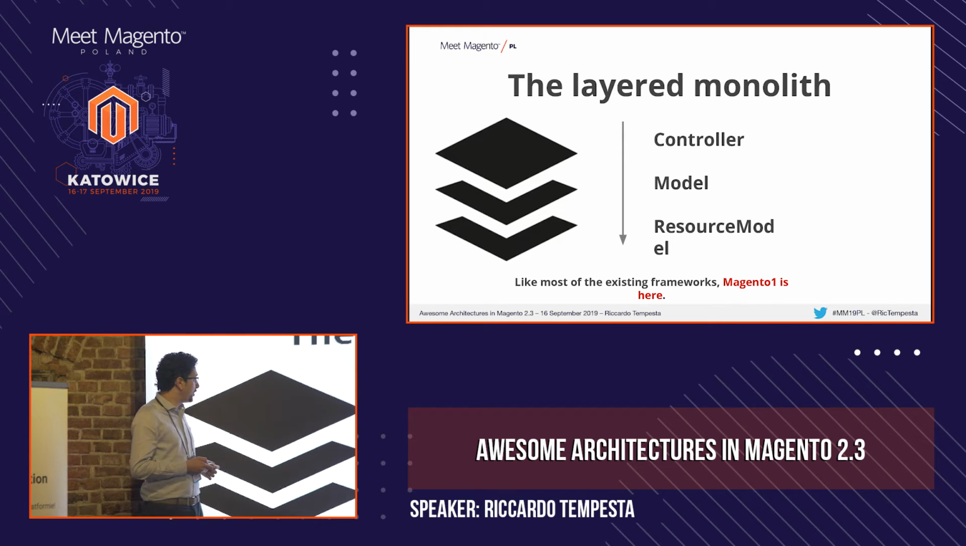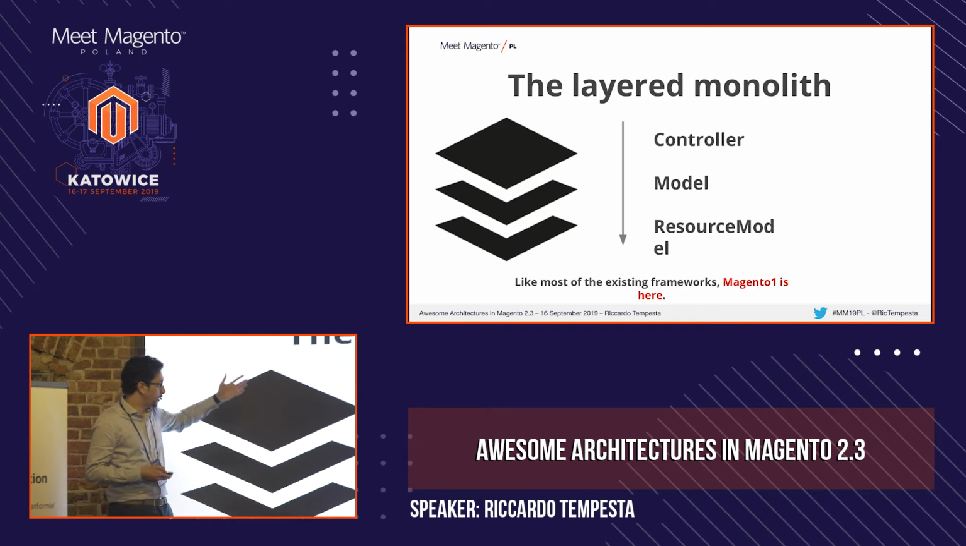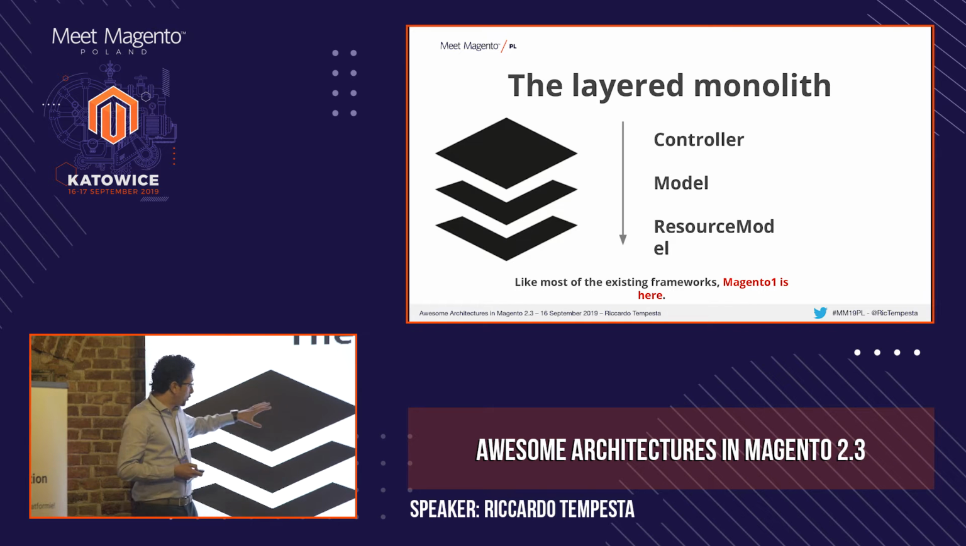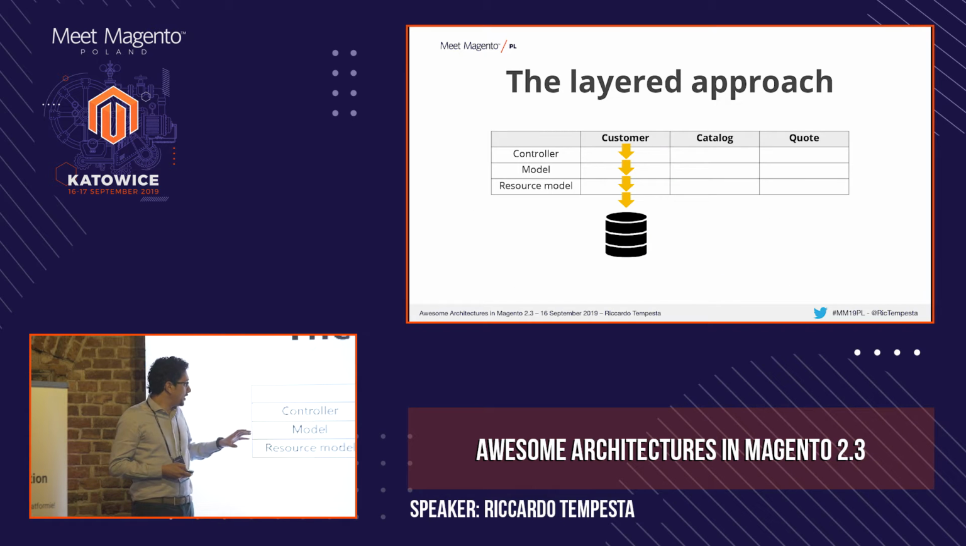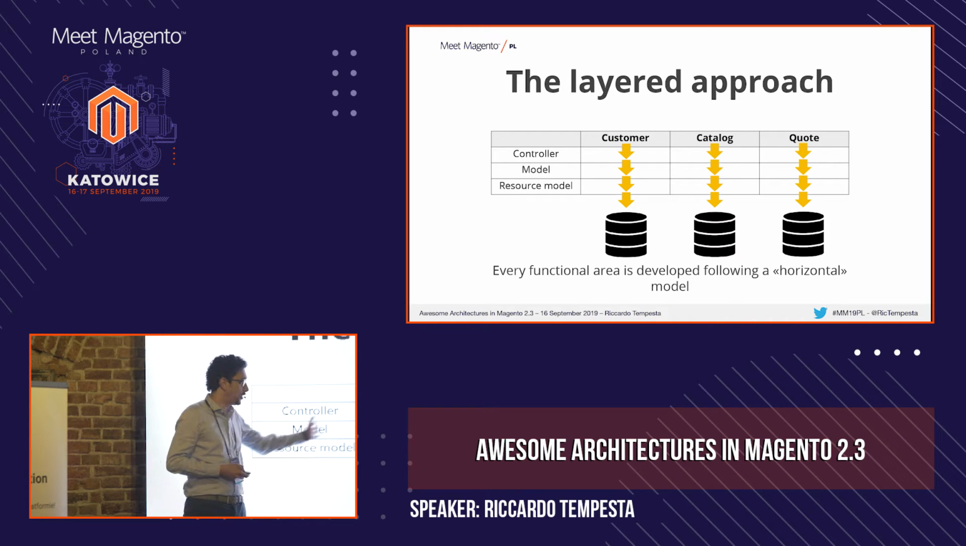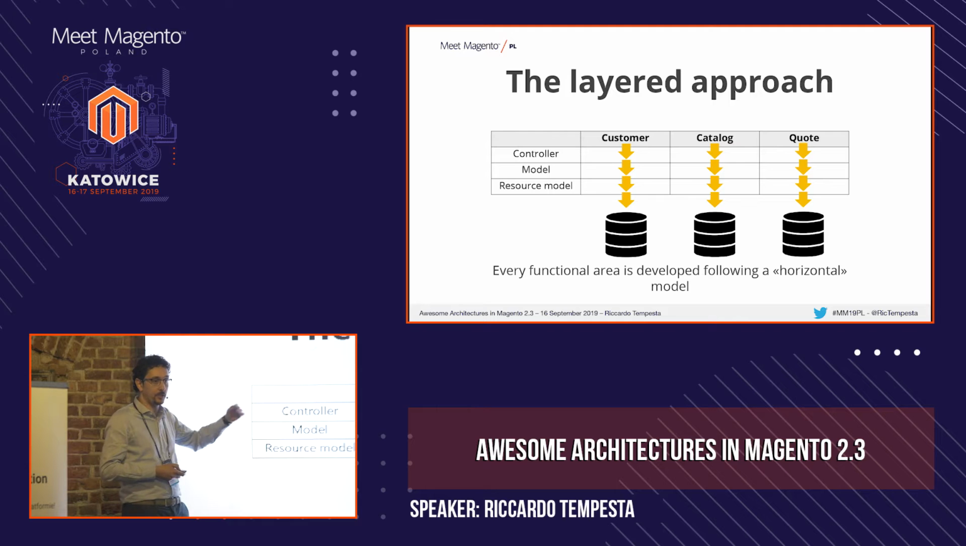Or from another point of view, in Magento 1, you had controllers that were connected to models, that were connected to resource models, that were connected to the database or whatever, and so on. And Magento 1 basically was following this model, mostly. In the layer approach, this is just an example to explain: if we had customer, catalog, and quote, we had to split them in layers. And every single layer was depending on the underneath layer. So basically, our software was organized horizontally. This was a kind of horizontal model of development.